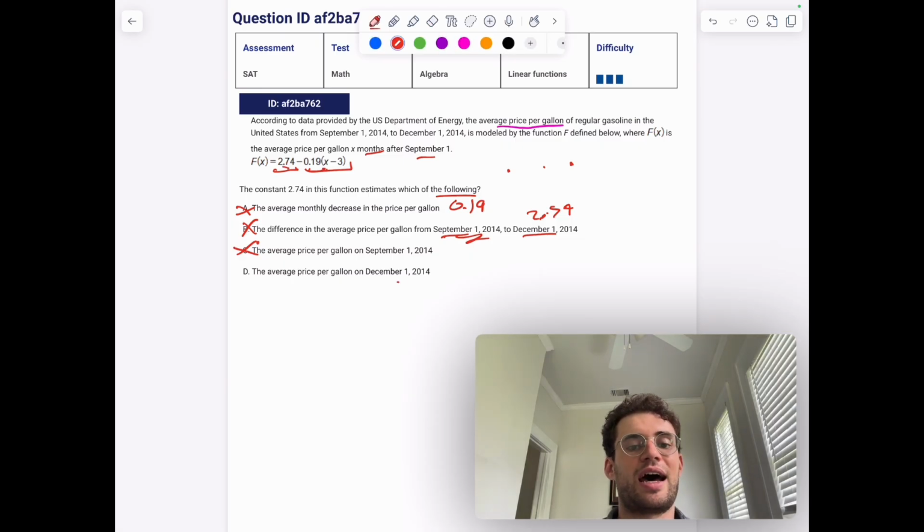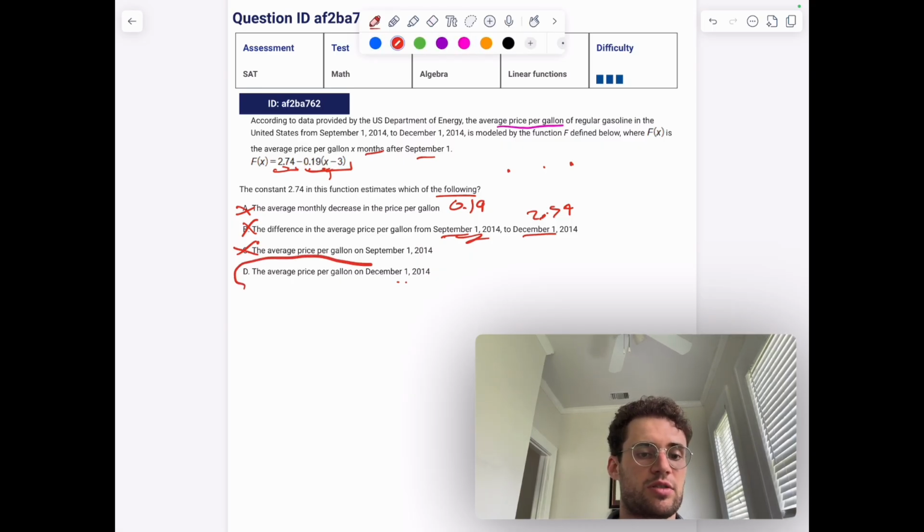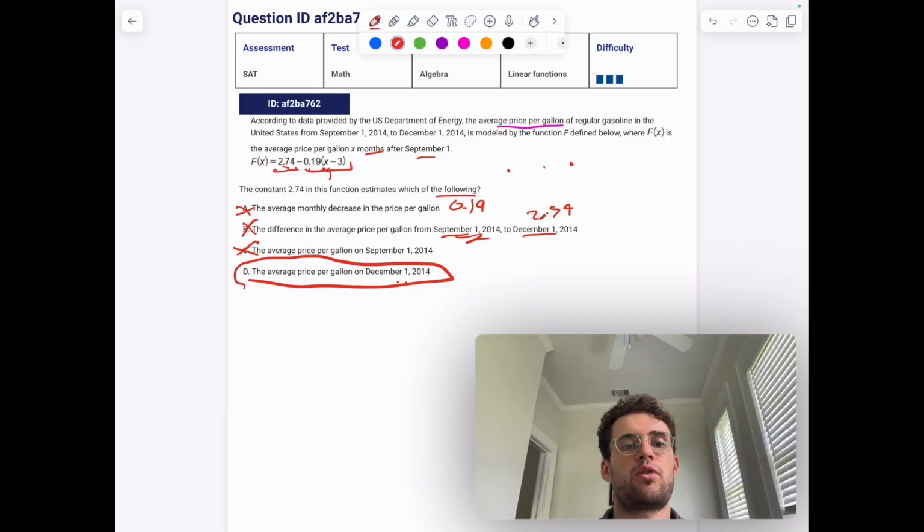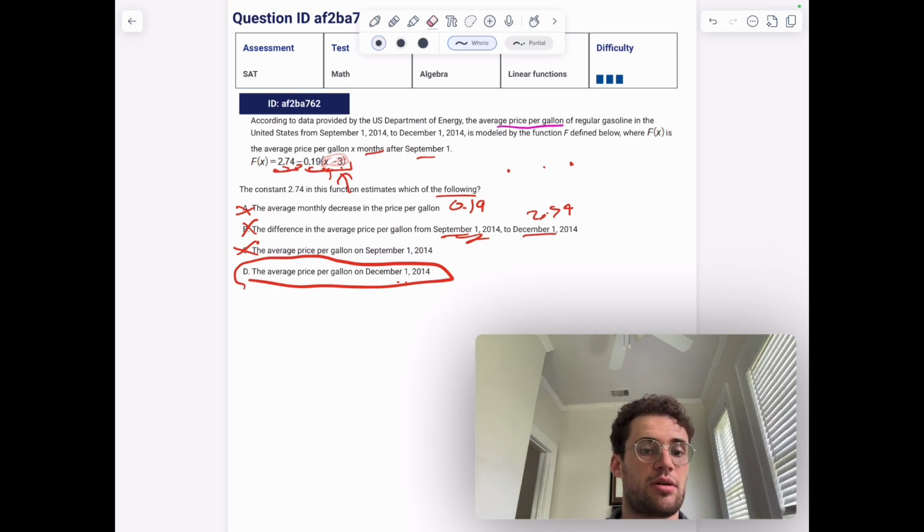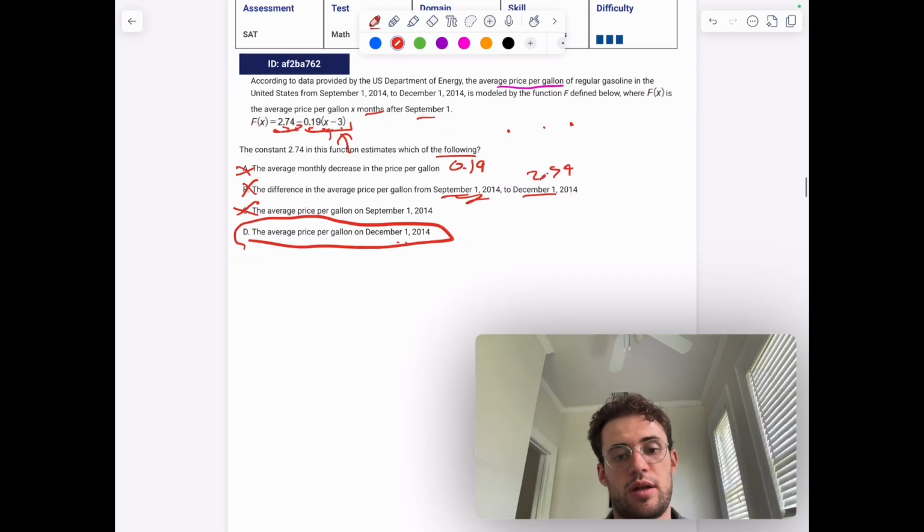But the average price per gallon on December 1st, yes, because that would mean it's 3 months after. So X equals 3. You plug a 3 in there, you get 3 minus 3 is 0. It negates this part, and you're just left with the 2.74. So D is the average price per gallon on December 1st. Now just be careful with any of these where, instead of something times X, it's not in actual slope-intercept form because you have this parentheses X minus 3, then the y-intercept does not actually represent the initial amount in that case. It would be the amount when the thing in parentheses, X minus 3, is equal to 0.